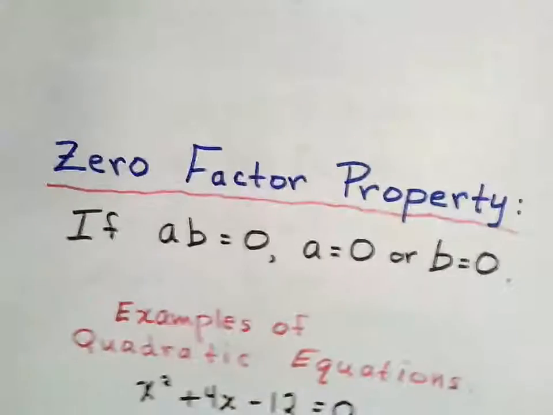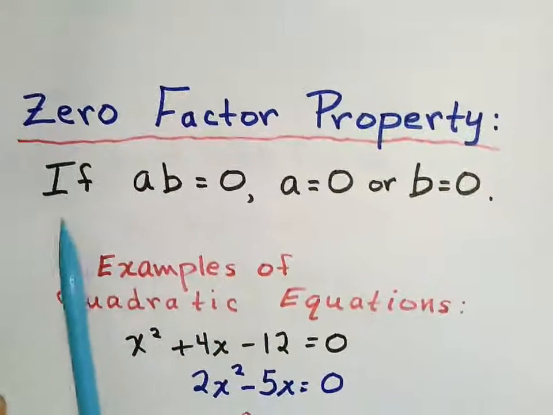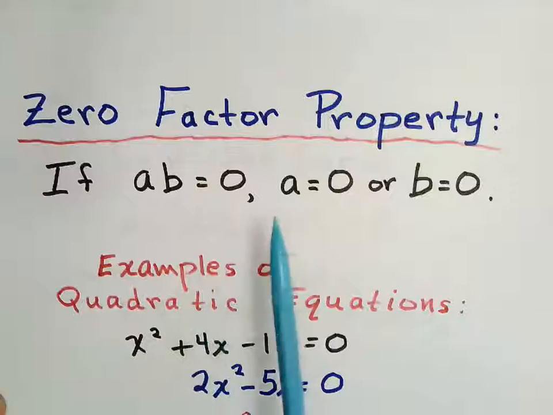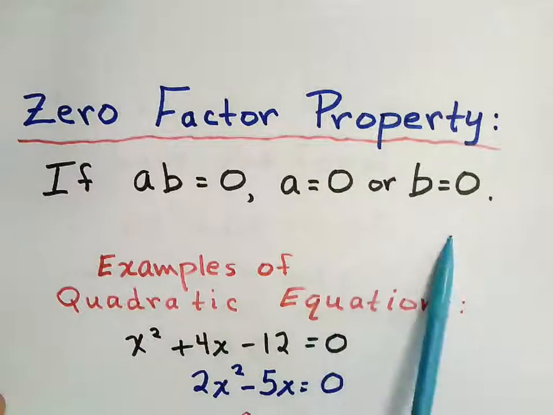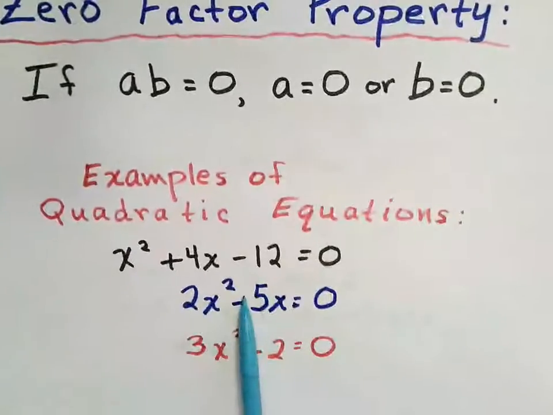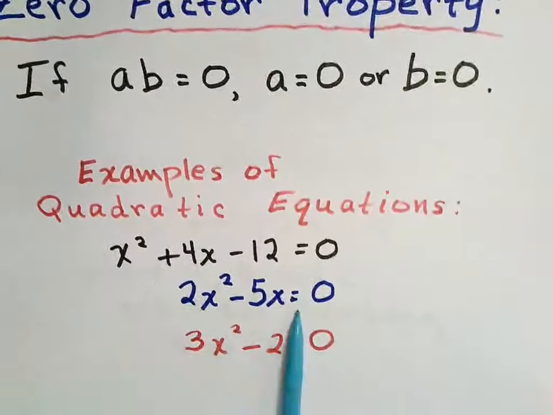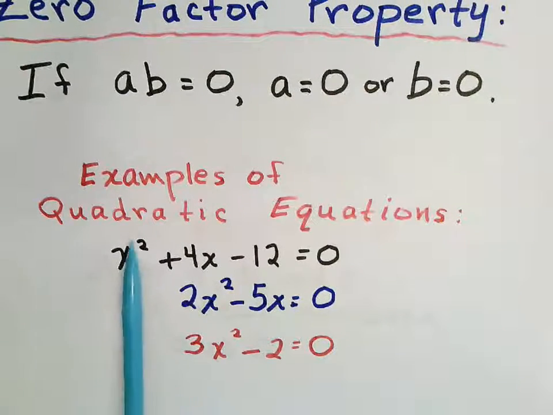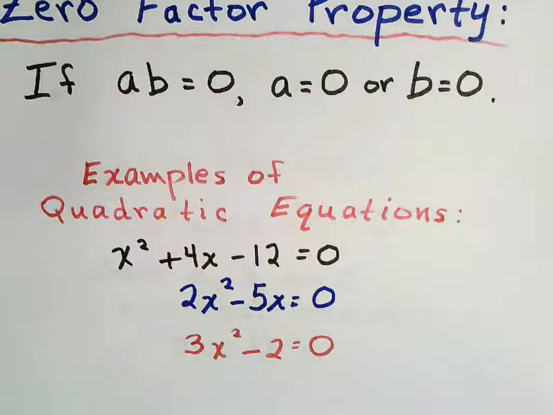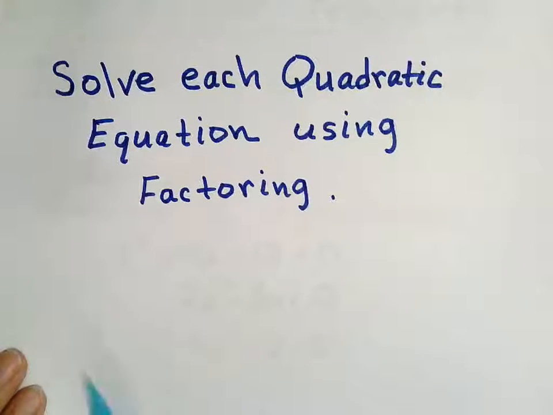We're going to use the zero factor theorem that says if a times b equals 0, then a equals 0 or b equals 0. And here are some examples of quadratic equations. And notice again that the largest exponent of the variable is a 2. We're now going to be looking at some examples where we're going to solve each quadratic equation using factoring.